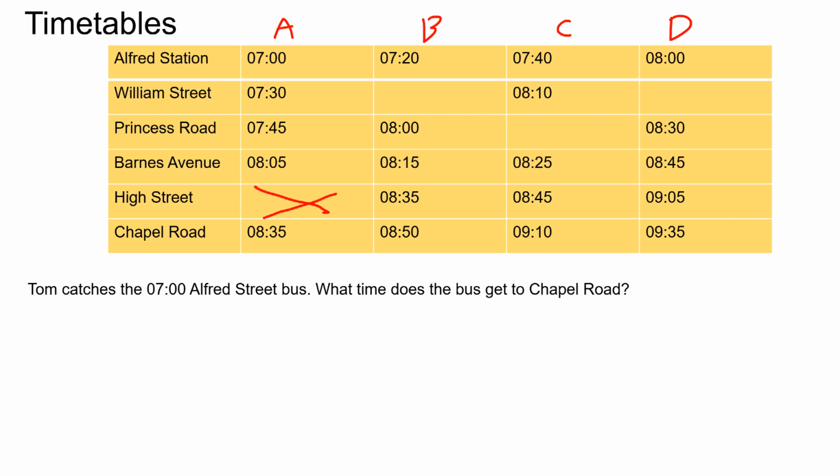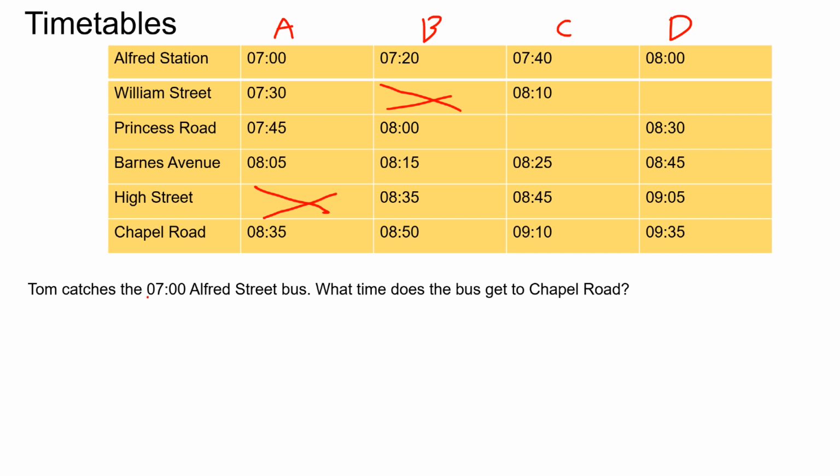So where we have these gaps, these are stops that specific buses don't stop at. So if we look at bus B, bus B leaves Alfred Station at 7:20. It doesn't go to William Street. It goes straight on to Princess Road and then stops there.